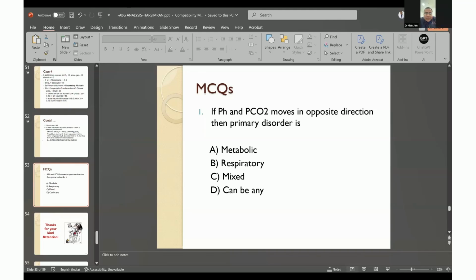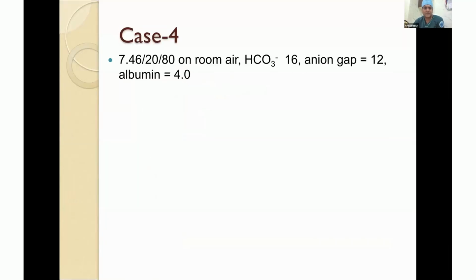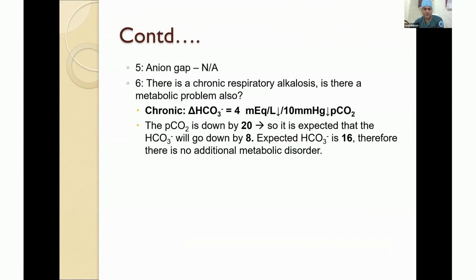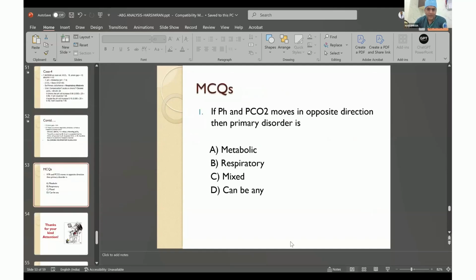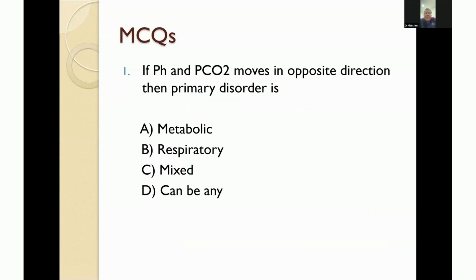Okay, let me see if I can share my MCQs. I have made six MCQs. Is my screen visible? Yes. Okay, so first: if pH and PCO2 move in opposite directions, then the primary disorder is... This I have told multiple times, maybe 5 to 7 times in my presentation. So pH and PCO2 moving in opposite directions, the answer is B, respiratory.